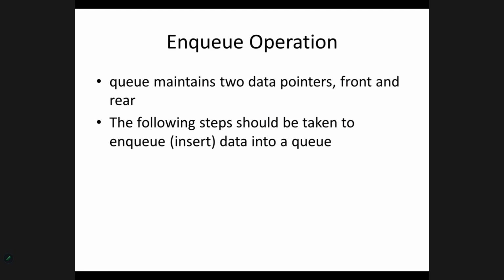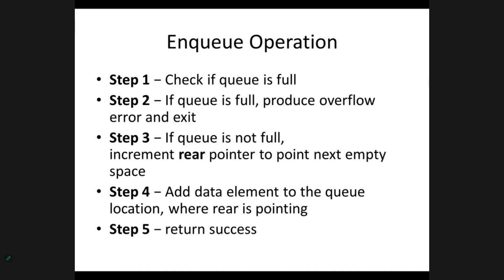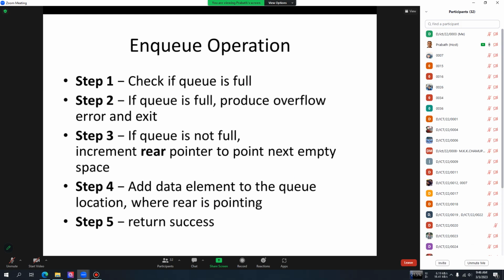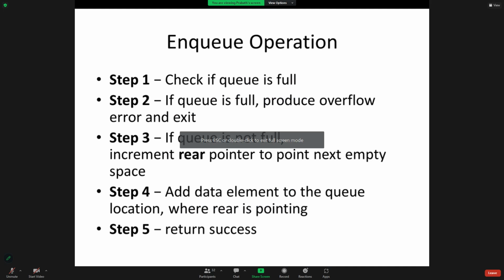So the following steps should be taken to enqueue, that is, insert data into the queue. Now we know isEmpty and isFull, so by combining these we can implement the enqueue algorithm. Step 1: check if the queue is full. If the queue is full, there is no space to insert values, so that needs to be checked first.